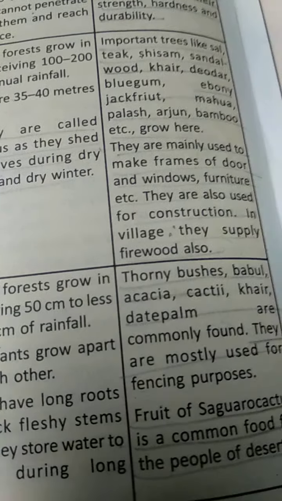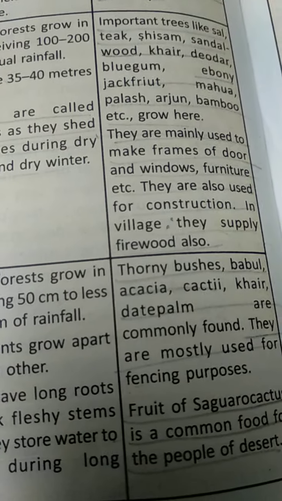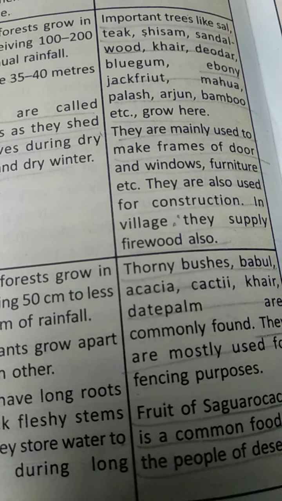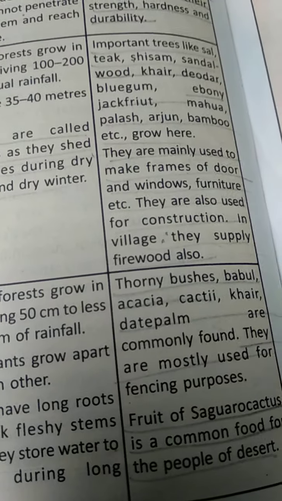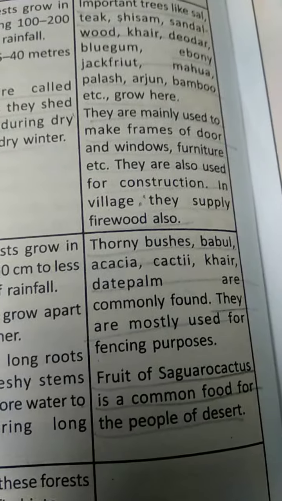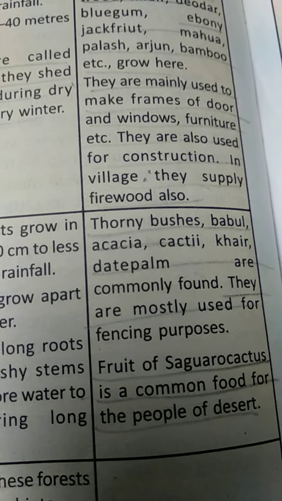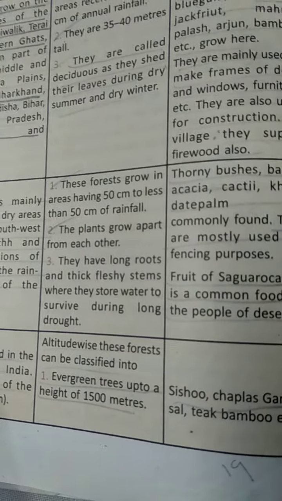Date plum, you know date as chhara or khajur, and plum is alubukhara, commonly found here. These thorny trees and plants are used for fencing purposes in the villages. Here, fruits like date plum are commonly found. Apart from that, there is a fruit found here, commonly eaten by the people of these regions, called sagara cactus.